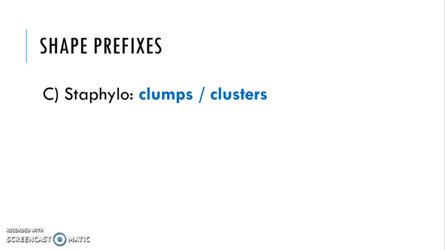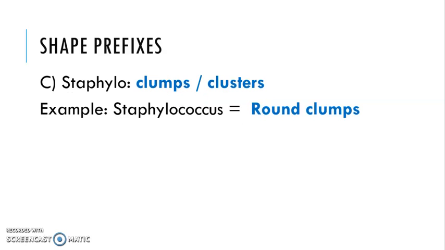The last prefix we have is staphylo, which means clumps or clusters. An example we have here is staphylococcus. We know the prefix staphylo means clumps or clusters. The root word coccus means round. So we have round clumps. An example of this is a staph infection.